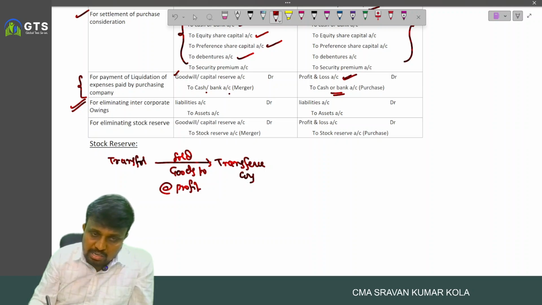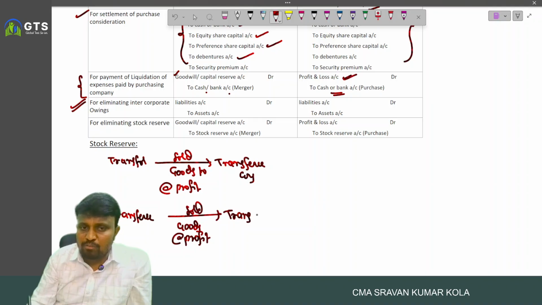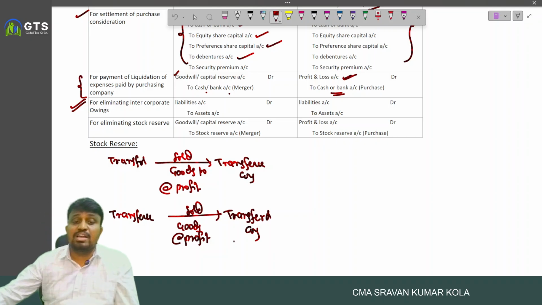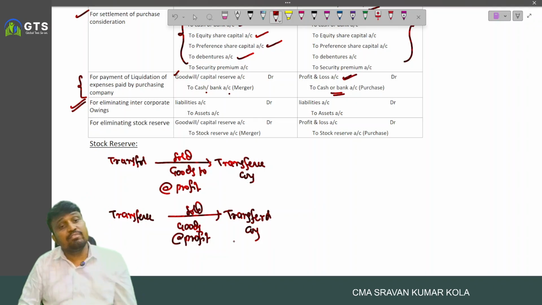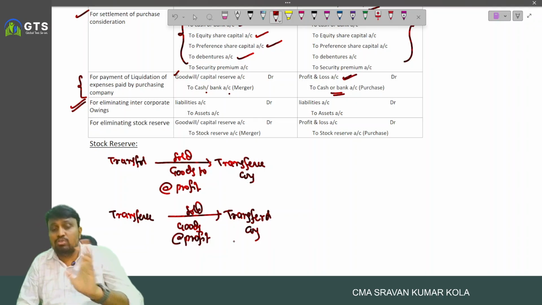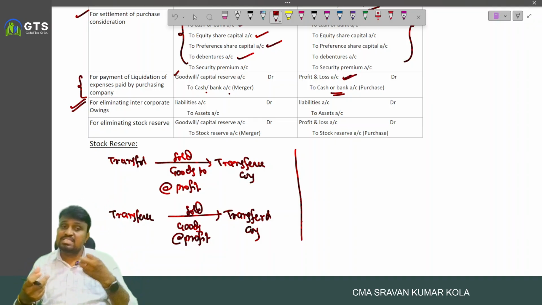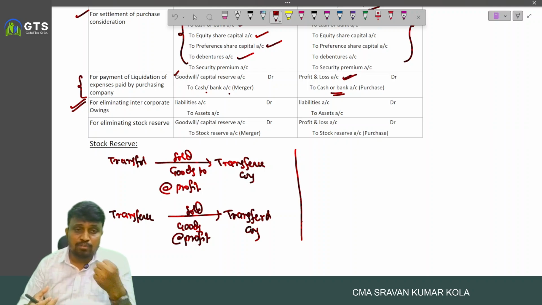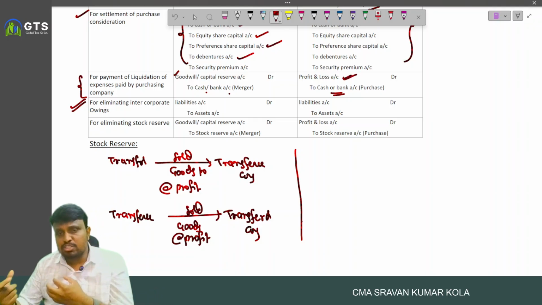Or in case the transferee company sold goods at profit to the transferor company, and some unsold goods are lying with the transferor company, in that case also we have to eliminate the loading, or we have to eliminate the unrealized profit or stock reserve. And remember, stock reserve is always lying with the selling company. So unrealized profits are always lying with the selling company, and also we require to adjust it in the stock account.